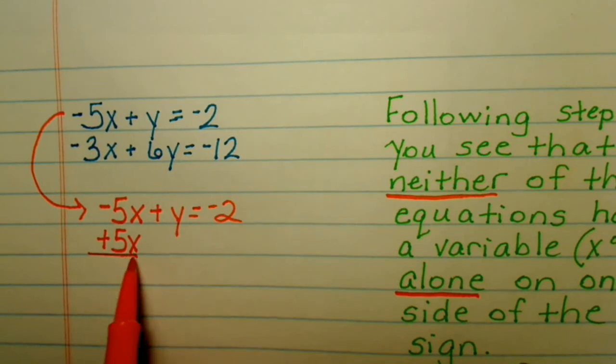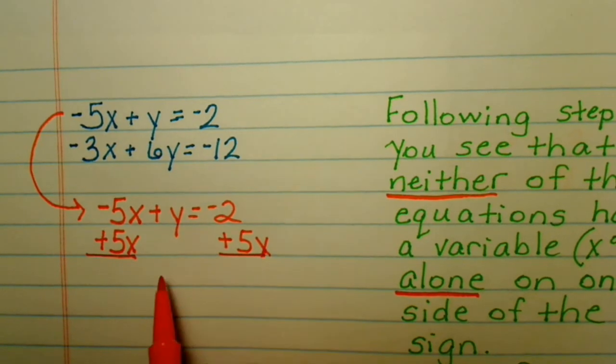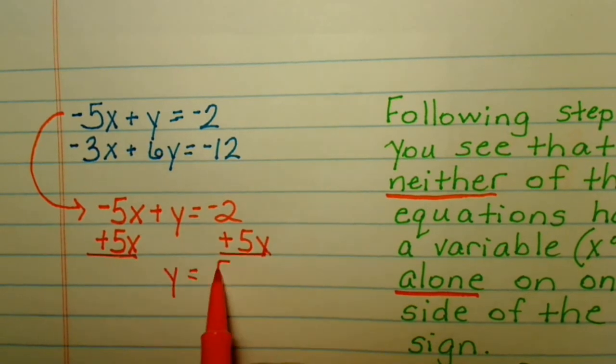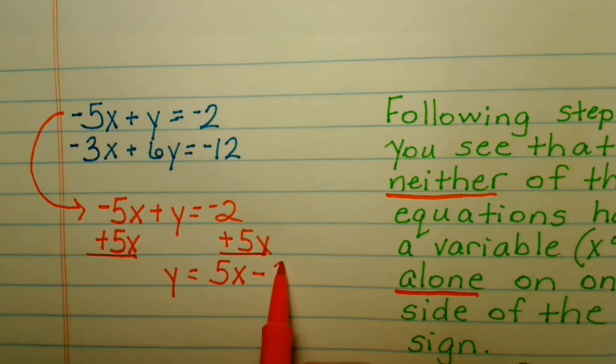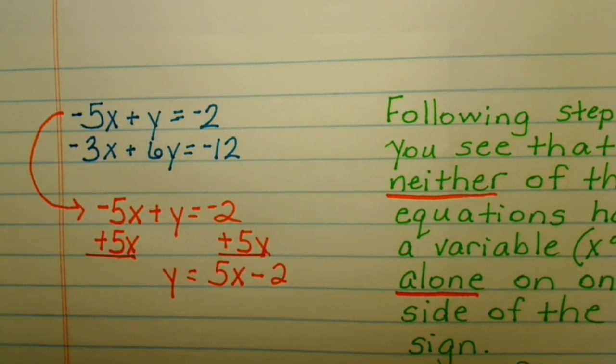Okay, so we want to move this 5x over there using inverse operations. So let's add 5x to both sides. And that gives me y equals 5x minus 2. You want to bring both of those down. They're unlike terms, so you cannot combine them.